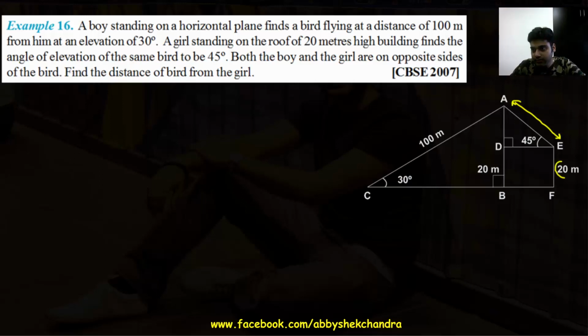Now see, this height is given to be 20 meters. So this will also be 20 meters. Why? Because BFED will be a rectangle, right? So this side will also be 20 meters. Now we need this side. If we find either DE or AD, then our purpose will be served, because we know the angle, the hypotenuse is what we need to find. If we find AD or DE, we can use either sine or cos and find the value of AE, right?